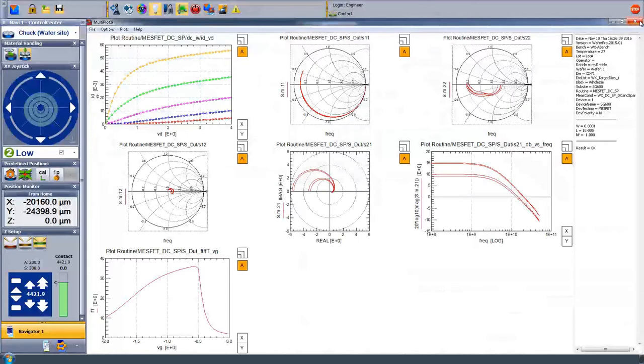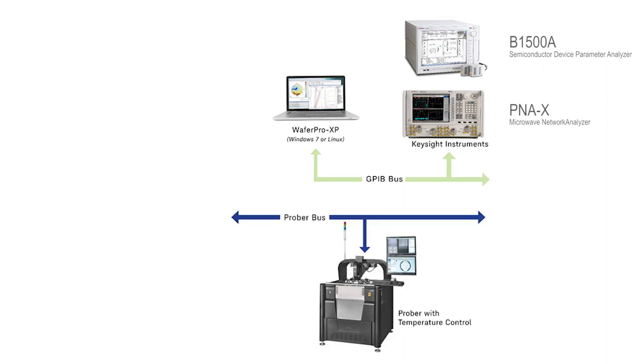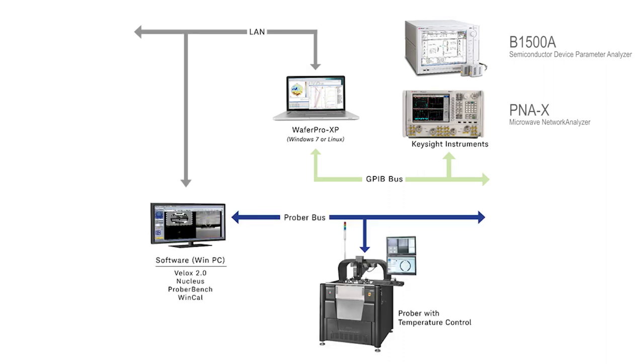In this demo, we just showed that we can measure S parameters in an automated fashion across the wafer. Pretty cool, right? Well, we didn't show you how we got there yet. It turns out there are a number of steps to be able to do this, which we will present in separate videos. First, we need to configure WaferPro Express so that it may drive instruments like the B1500A and the PNAX. We also need to connect WaferPro Express to the probe station via the Velox software.